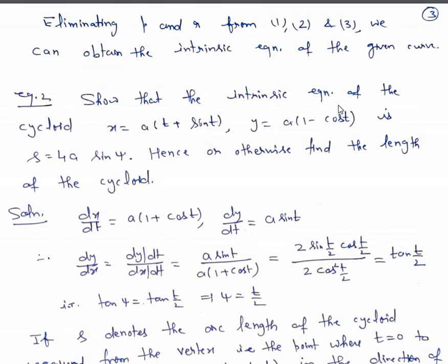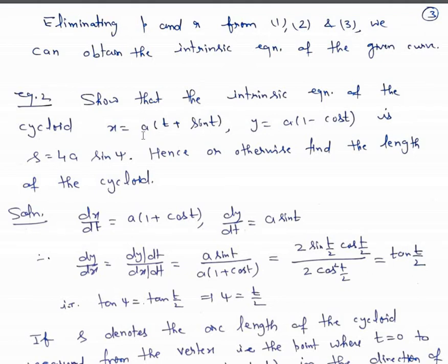Show that the intrinsic equation of the cycloid x is equal to a into (t plus sin t), y is equal to a into (1 minus cos t), is s is equal to 4a into sin psi. Hence or otherwise find the length of the cycloid. Now here the curve is given in the parametric form. So to find dy upon dx, we shall make use of the formula dy upon dx is equal to dy upon dt divided by dx upon dt.